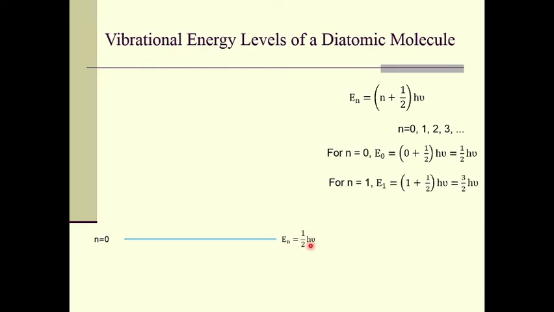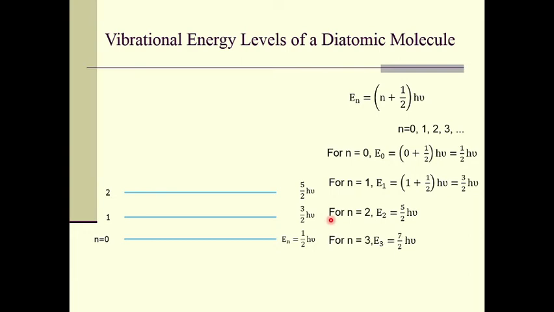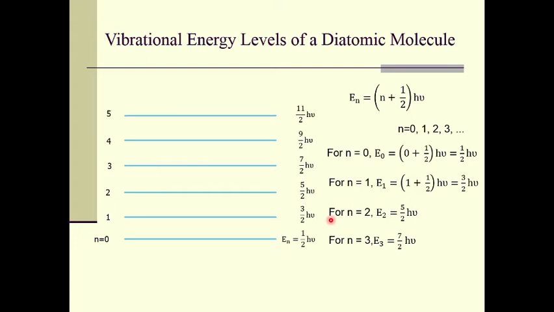For n equals 1, we get E1 equals 1 plus half h nu, which is equal to 3/2 h nu, and therefore we can plot this value here. For n equals 2, we get E2 equals 5/2 h nu, and we can plot it here. For n equals 3, we get 7/2 h nu, and we can plot it here. Similarly, for n equals 4 we get 9/2 h nu, and n equals 5 gives 11/2 h nu, and so on.